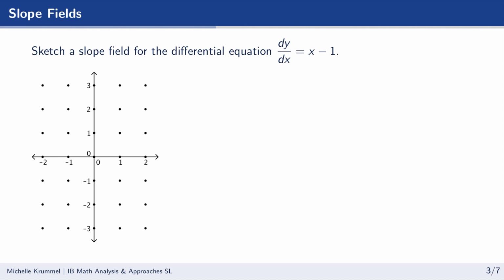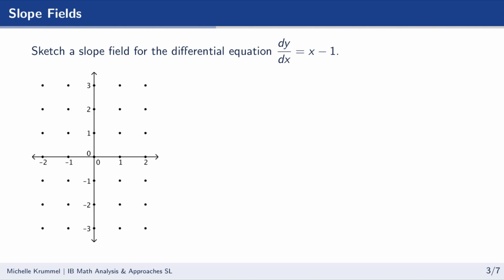So let's practice sketching a slope field. If we're given a differential equation, we can create the slope field just by calculating slopes at different points. So for example, if I want to know what the slope mark looks like at the point (0, 0), I'm just going to substitute 0 in for x and 0 in for y. You just substitute your x and y coordinates into the differential equation and compute the slope.